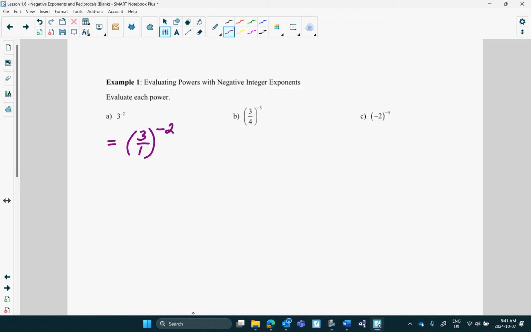All I did was change the 3 to a fraction. And now what do I do to make it a positive exponent? What do I do to the base? And what is 1 over 3 to the positive second? Well, it's the same as 1 squared over 3 squared, which is 1 over 9. Good.